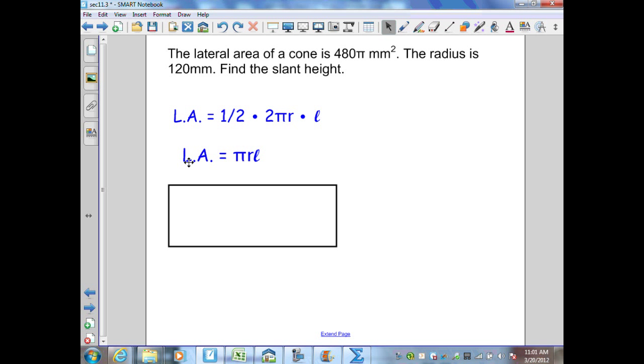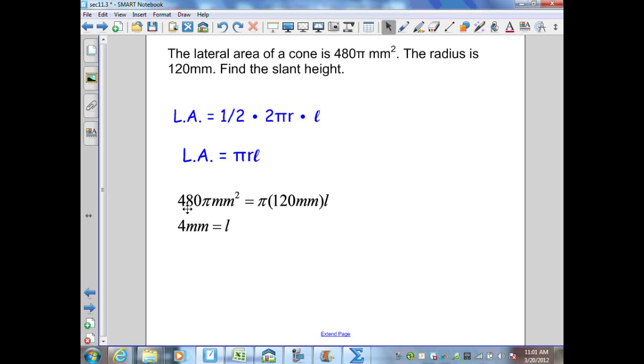Substituting in the values for lateral area, 480 pi millimeters squared equals pi. R is given to be 120 millimeters. We have to determine L. So when we substitute in LA, 480 pi millimeters squared, pi, R is 120 millimeters, and L comes down.